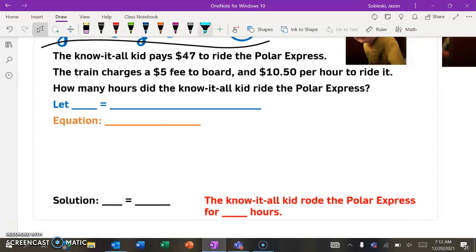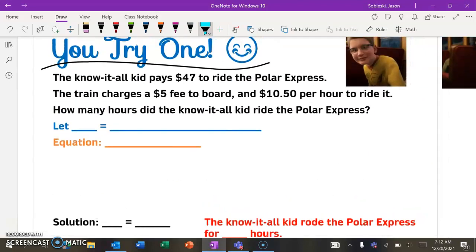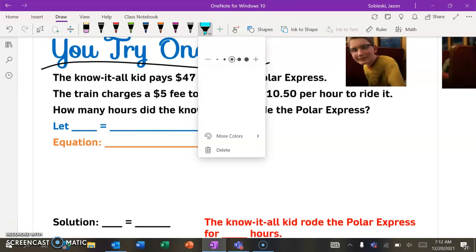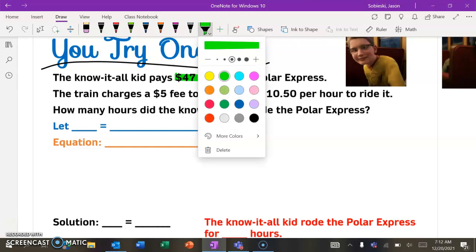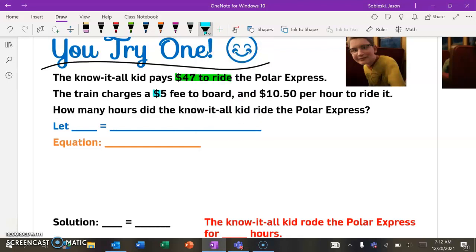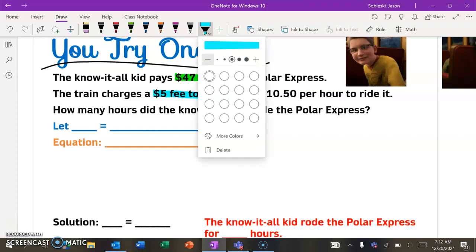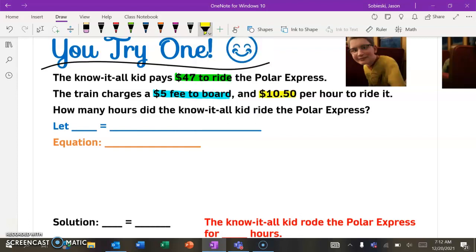All right, let's take a look at our third example. So the know-it-all kid from the Polar Express, whose name I found out is Lenny, paid $47 for his entire ride. So that's, in other words, the total. The train charges a $5 fee to board and $10.50 per hour. So I'm highlighting that, and I'm also going to circle the word per. How many hours did Lenny ride the Polar Express?